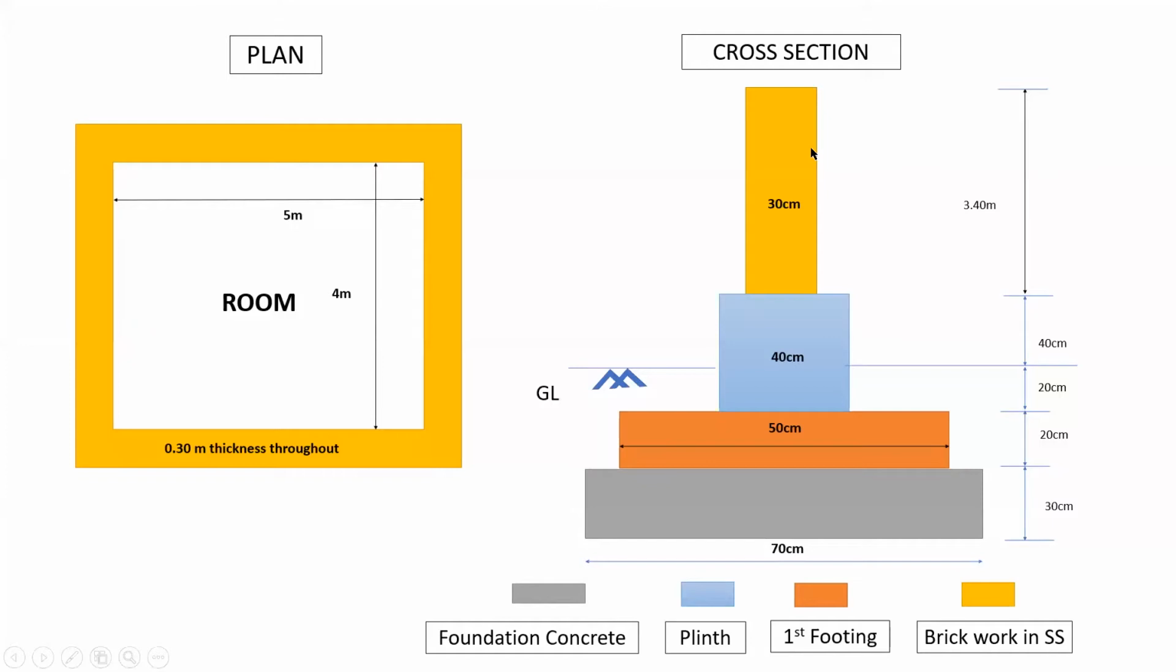Correct, absolutely. What will be the next step? We have considered long walls, we have considered short walls: 2 long walls, 2 short walls. So what will be the next step?